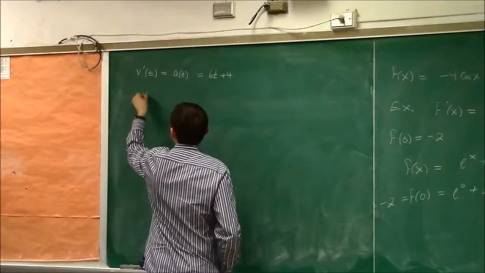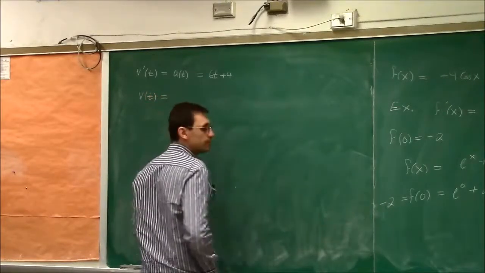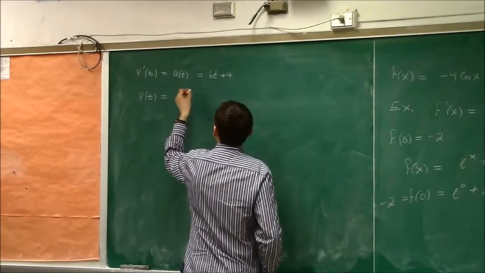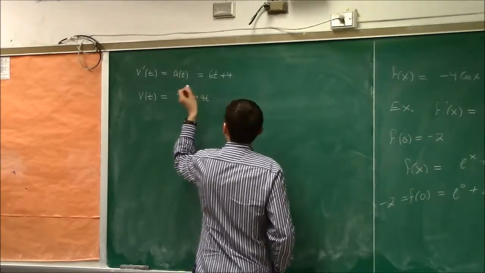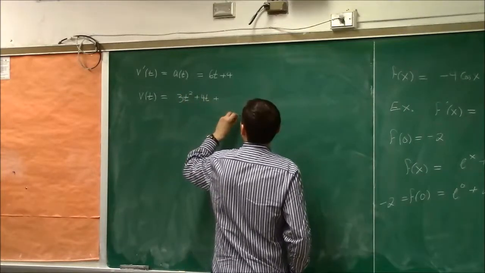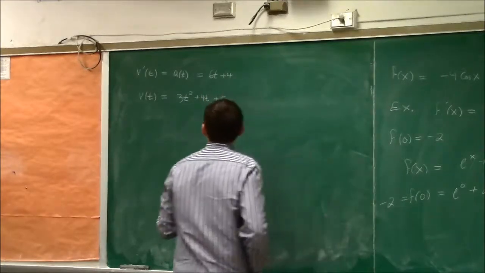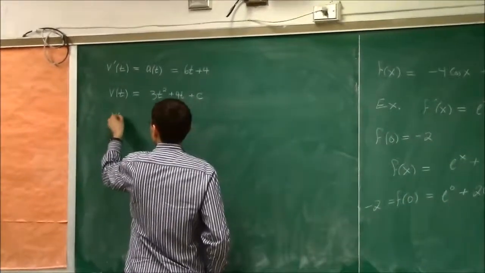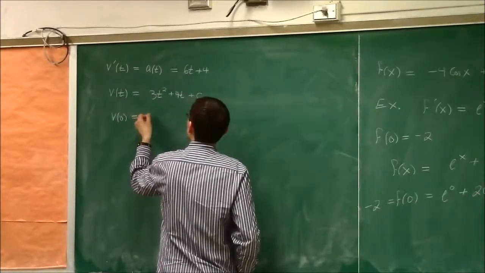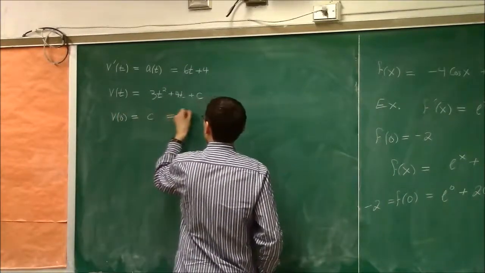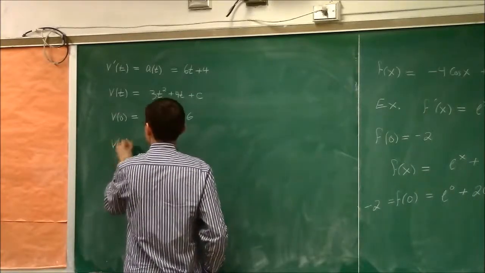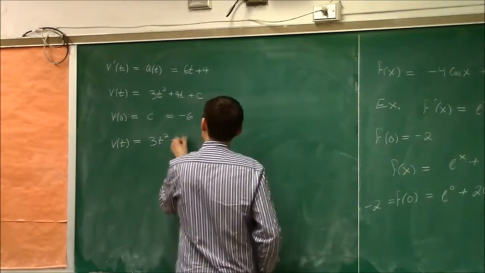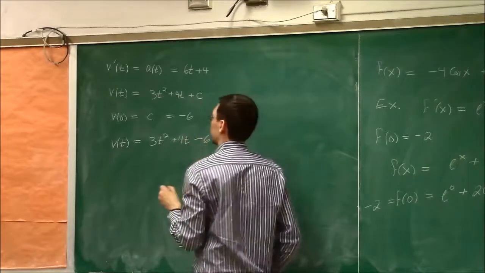So what is the velocity? 3t squared plus 4t plus c. And you can just very quickly guess what it is, right? It's minus 6. You plug in v of 0, and that would be c. And therefore, it has to be minus 6. So velocity is 3t squared plus 4t minus 6.